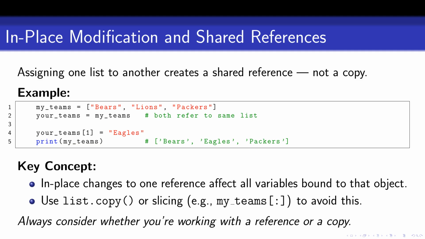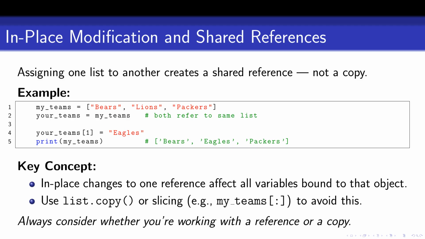One important concept when working with lists is the difference between copying a list and referencing it. Assigning one list to another using equals doesn't create a new copy. It creates a shared reference. This means if you change an element in one variable, the other reflects that change as well. To create a true copy, use the copy method or slice notation, like list with a colon in square brackets.